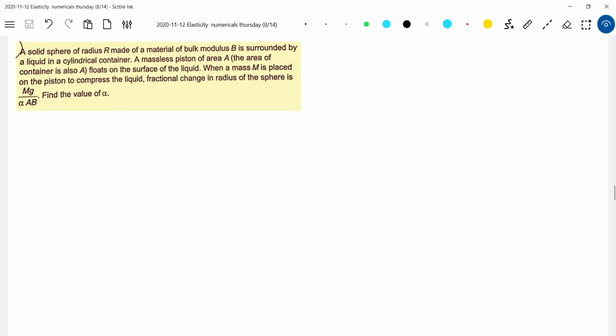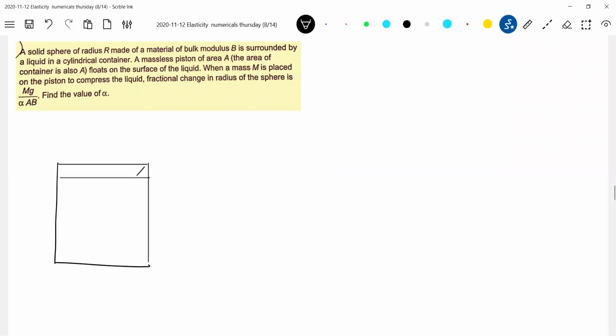Read the question. So I'm bringing bulk modulus into the picture. A solid sphere of radius R, made up of material of bulk modulus B, is surrounded by a liquid in a cylindrical container. Okay, draw the diagram. A massless piston of area A. There is a piston, you can see here, it is like this. And there is a sphere.